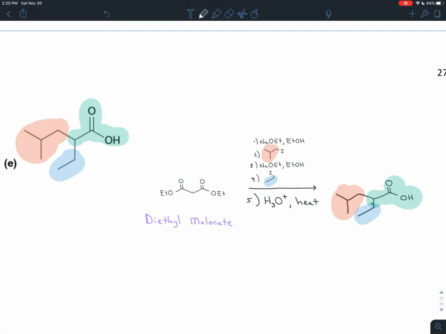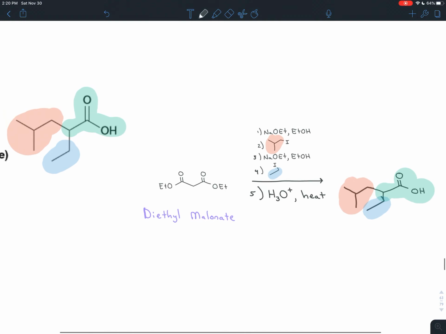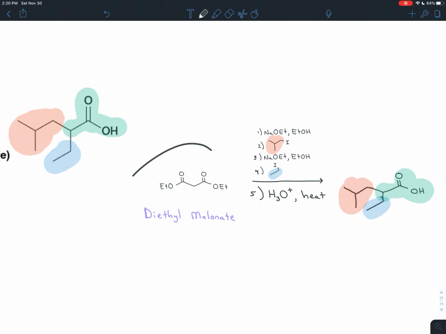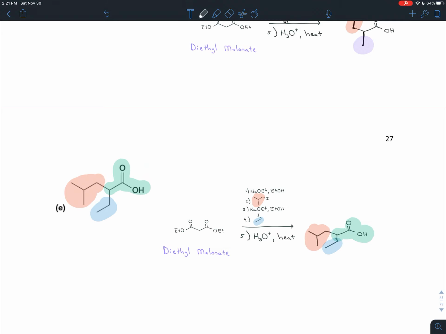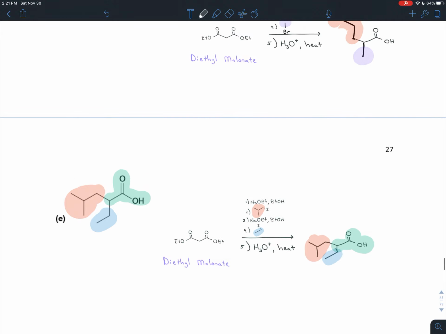So anytime you see a carboxylic acid from now on, you want to be able to think in your mind, I can make that from diethyl malonate using this recipe that we have here, repeating the sodium methoxide and ethanol and the alkyl halide, either once or twice, depending on how many alkyl groups you want to attach to that alpha hydrogen, or alpha carbon of the carboxylic acid. And then at the very end, treat it with hydronium and heat to do the acid-catalyzed hydrolysis and the decarboxylation, as we discussed in the previous video.